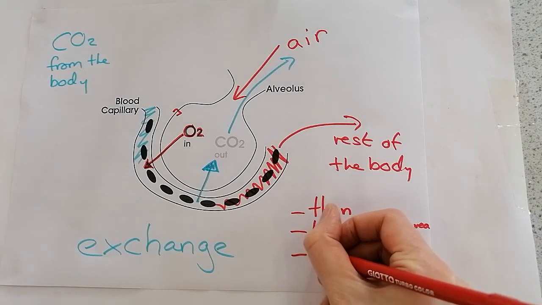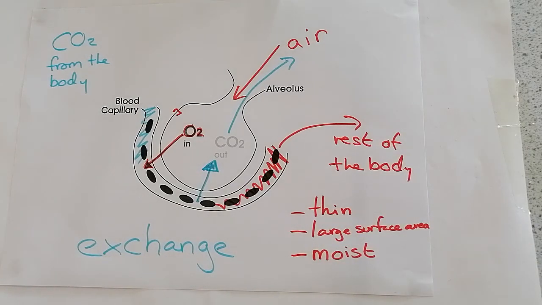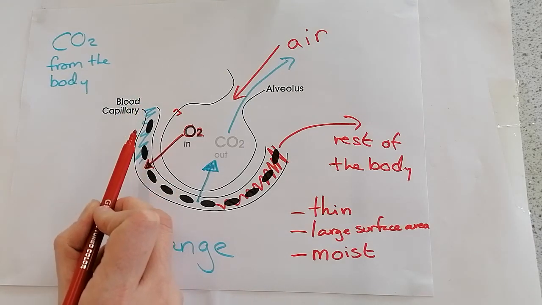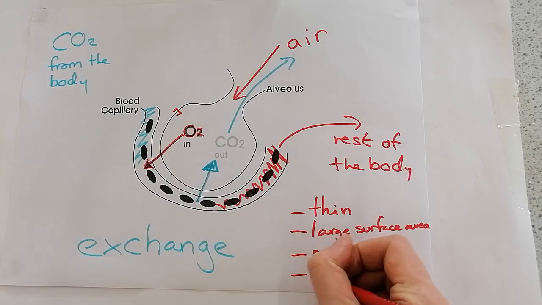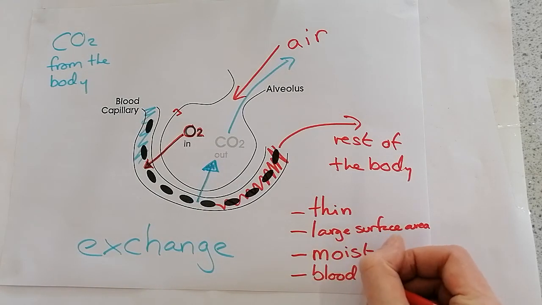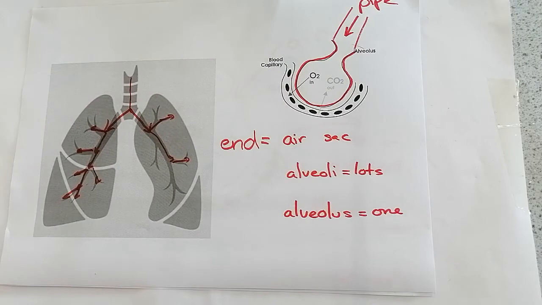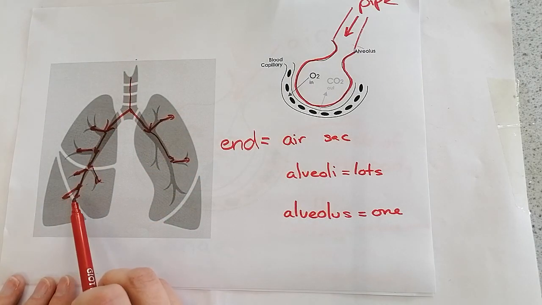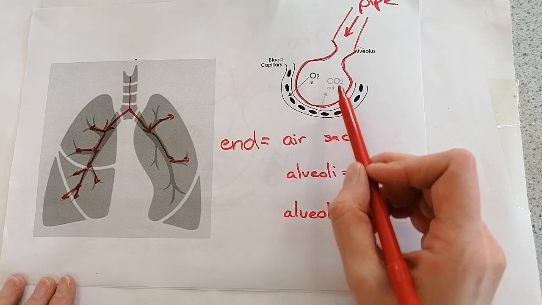It's also moist, and the moisture helps things move by diffusion. And we have a good blood supply, and that's because we have blood moving past that's really, really close. So in gas exchange, gas goes into the lungs, all the way down to those air sacs. And in those air sacs, oxygen goes into the blood, carbon dioxide leaves.